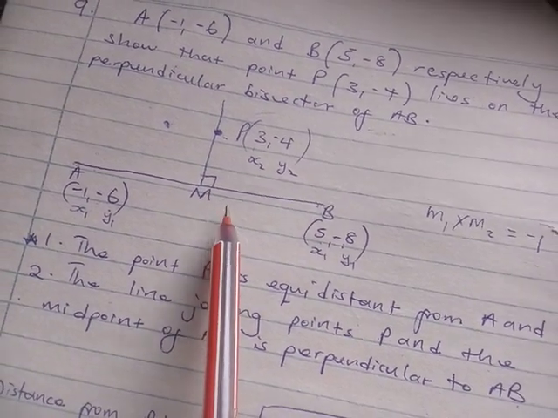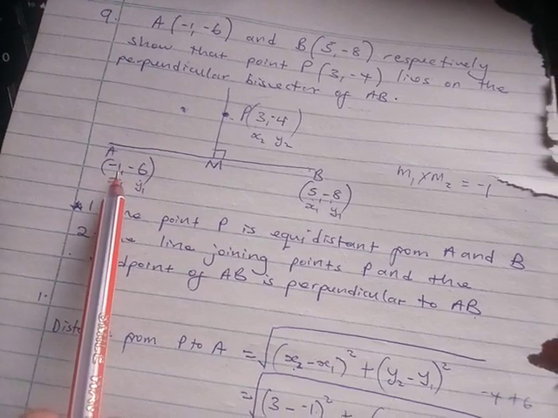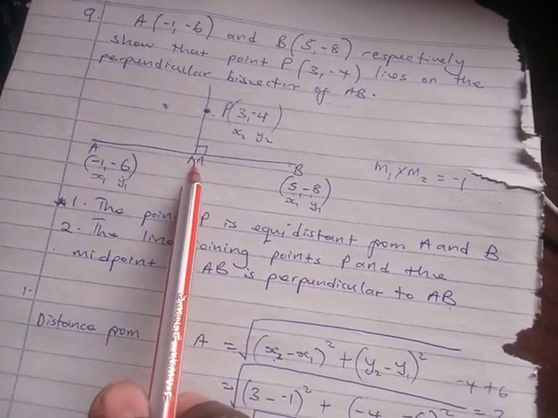So now we can begin by finding the midpoint. The midpoint here, this one here. So you know how to get the midpoint. If you have points A and B, you can get the midpoint here.